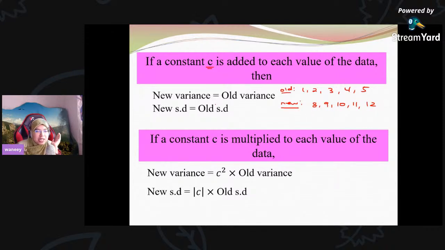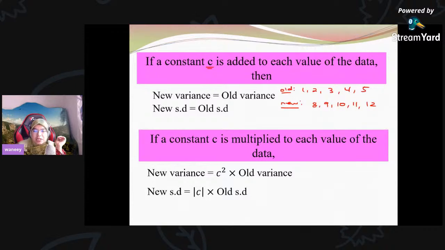If I'm calculating the variance, then the variance for the new one is equal to the old one. The standard deviation for the new one is equal to the standard deviation of the old one. It will be the same because variance is all about the spread. If you add some numbers, it will be the same spread, because we are consistent, we add the same value.